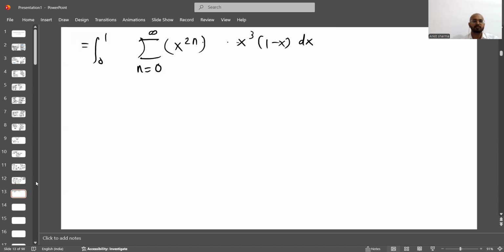Yeah, so let's go ahead. If you see, this is a GP basically, with the common ratio of x square and the first term 1. So we get 1 over 1 minus x square, simply. So this sum we have got.